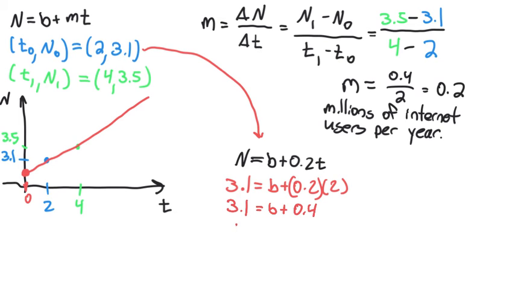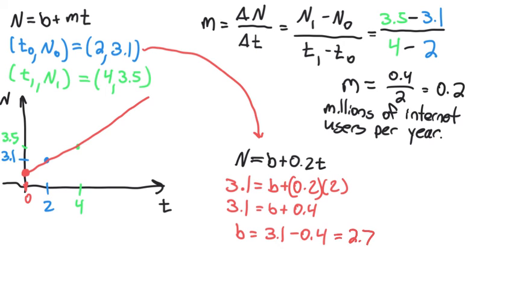And now if I want to solve for b, I want to subtract this 0.4 from both sides. Okay, so be careful. Since I'm adding it on the right side, if I want to just solve for b, then I'm going to subtract 0.4 on both sides. So on the right side, when I subtract 0.4, all I get left is the b. And on the left side, when I subtract 0.4, what comes out is 2.7.